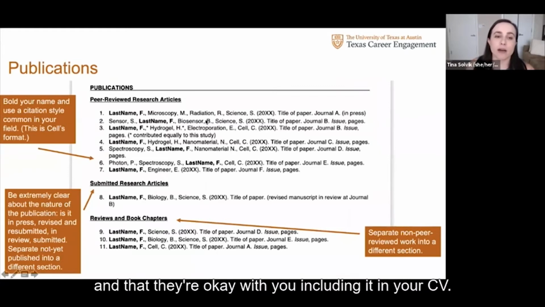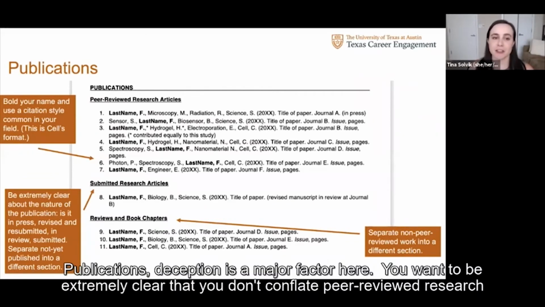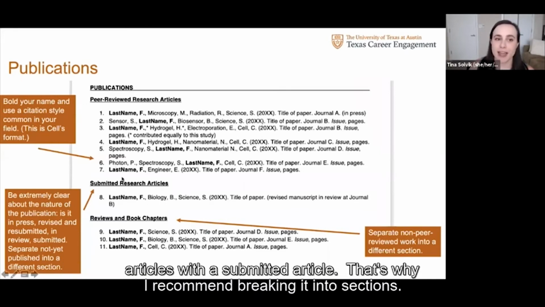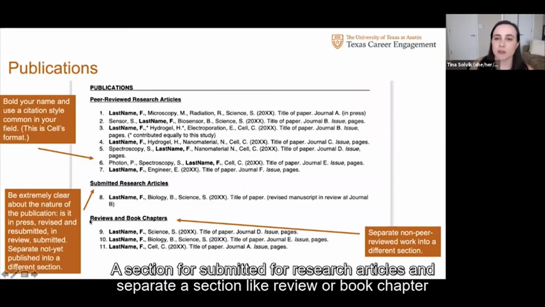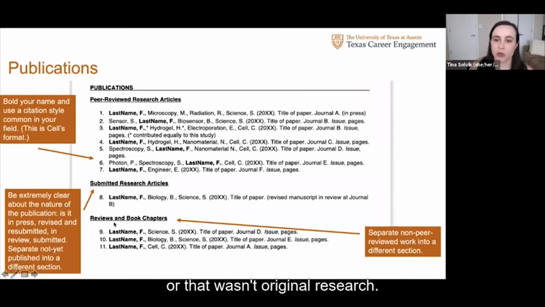Publications. So your publications, deception is a major factor here. You want to be extremely clear that you don't conflate peer-reviewed research articles with a review or a submitted research article. That's why I recommend breaking it down into sections. So here I did peer-reviewed research articles, so any articles that have been published or maybe have been accepted and are currently in press. And then a separate section for submitted research articles, and a separate section for anything that was not peer reviewed, like a review or a book chapter, or that wasn't original research.